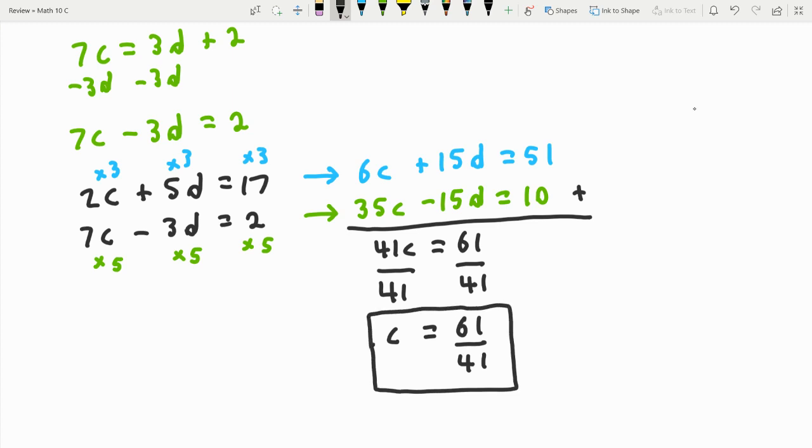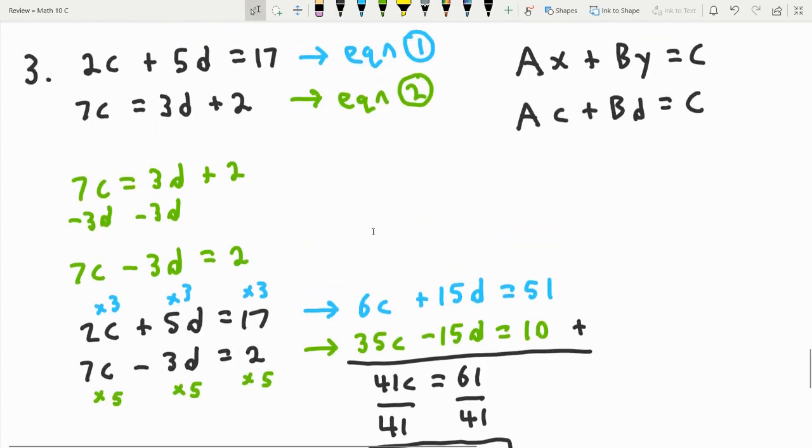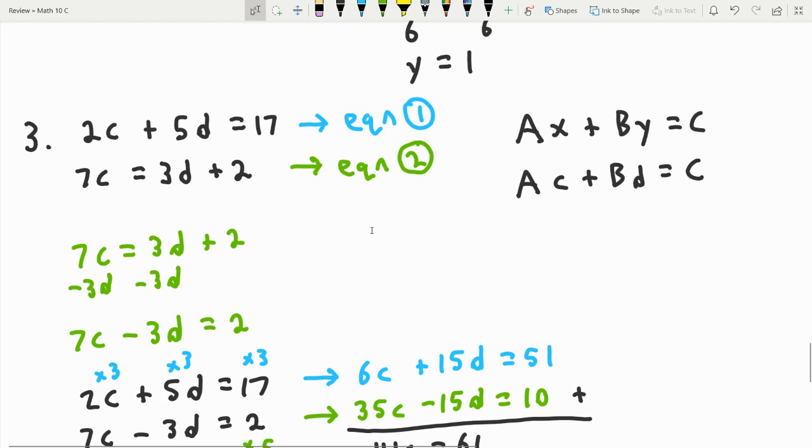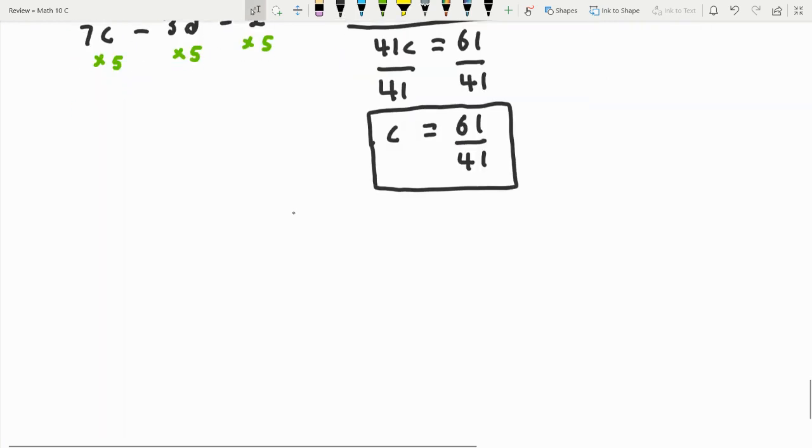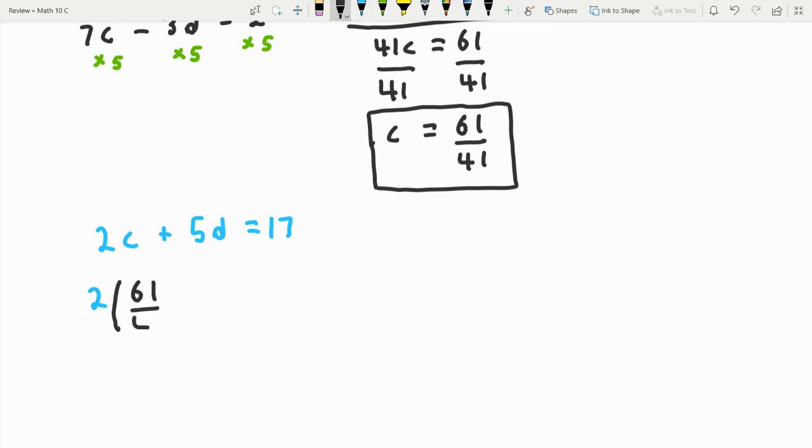Now what I want to do is take my value for C and plug it back into equation 1 or equation 2. I think the easiest way to do this is to plug it back into the original equation 1. So that's what I'm going to do. My original equation 1 is 2C plus 5D equals 17. So I'm going to plug back in the value of C. In this case, the value of C is 61 over 41.